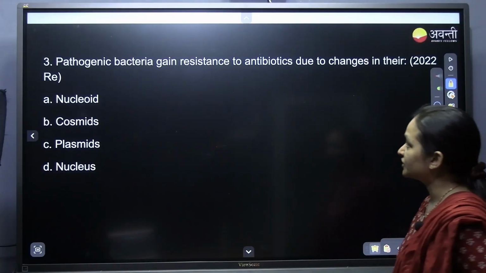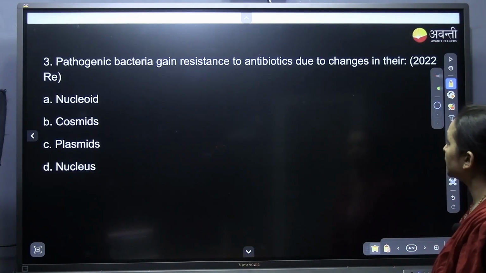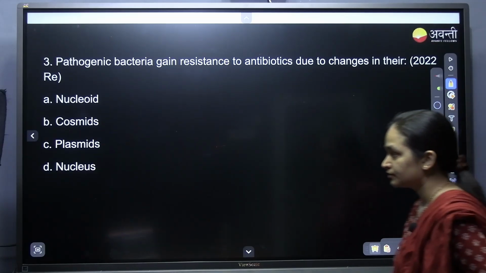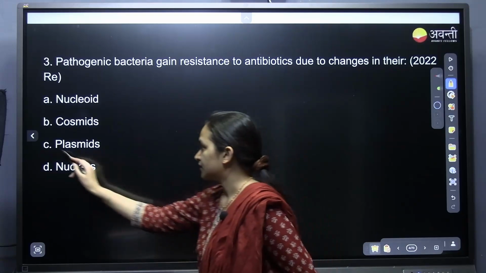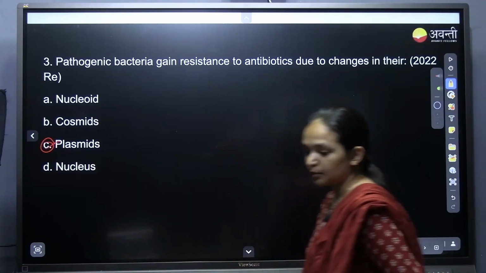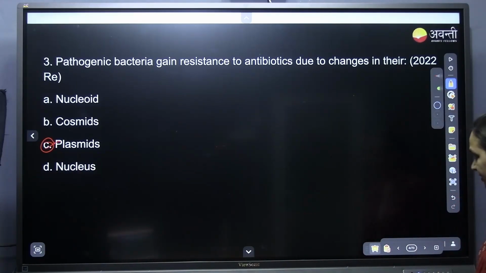Pathogenic bacteria gain resistance to antibiotics due to changes in their plasmids. Yes, definitely in their plasmids. Plasmids have this antibiotic resistance site, right?